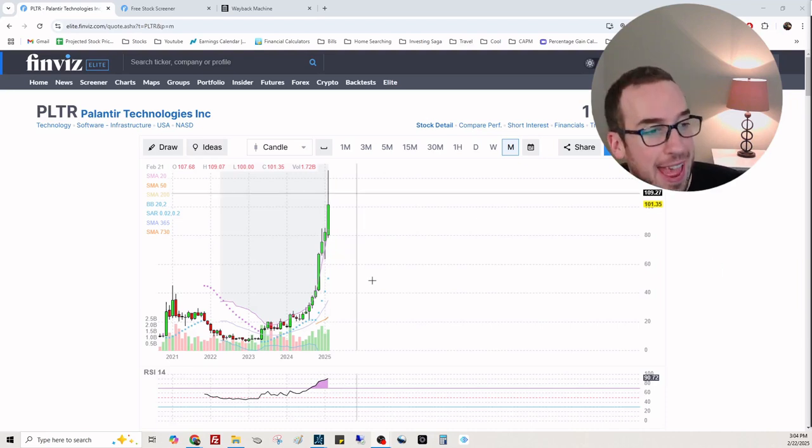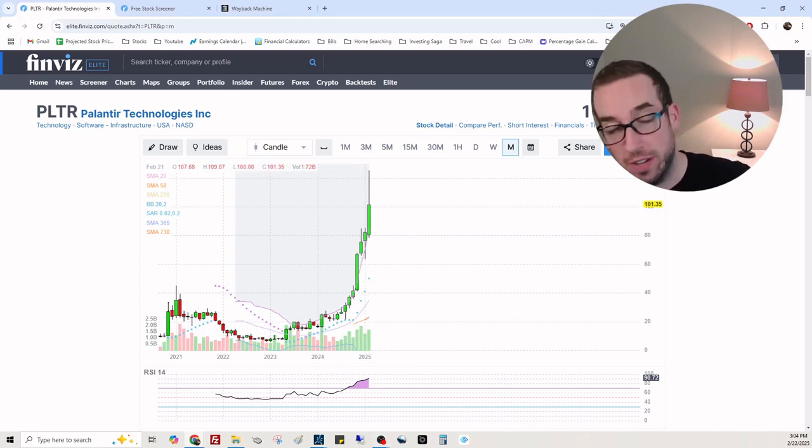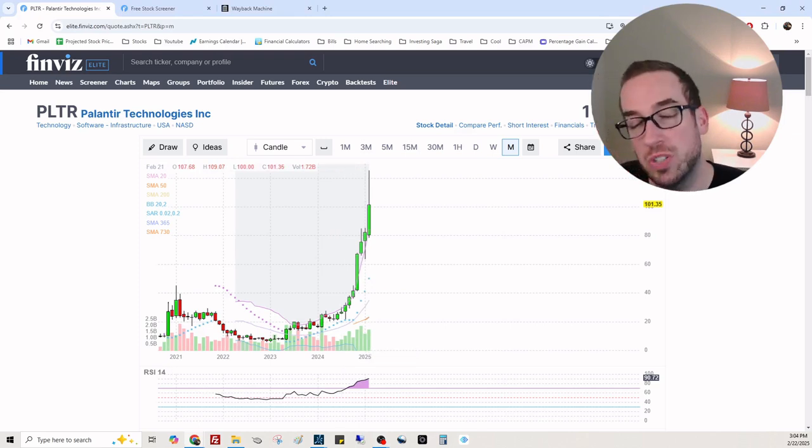Today we're going to be looking at, you already know, Palantir, but it's going to be a little bit different than you think. We're actually going to reverse time. We're going to time travel, go back to when Palantir was $7 and see what we could do to find companies that could go from $7 to $100.